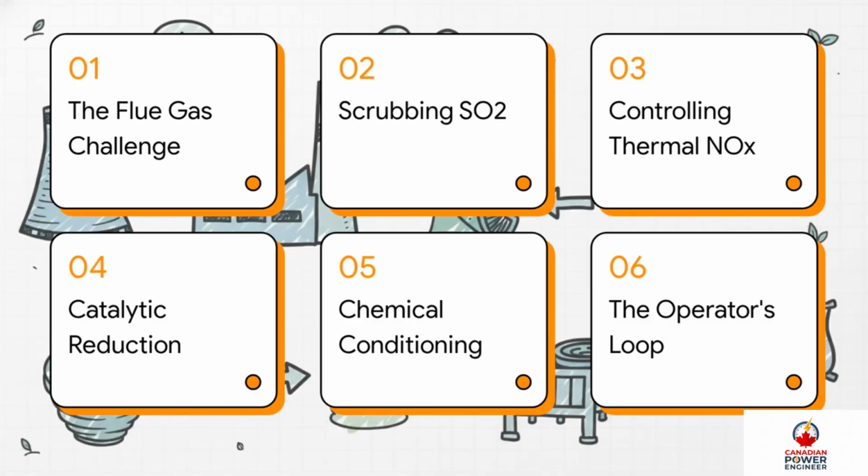So here is our roadmap for today. We're going to cover the flue gas challenge, scrubbing sulfur dioxide, controlling thermal NOx, selective catalytic reduction, particulate and chemical conditioning, and finally, the operator's loop. We'll be starting right at the heart of the action inside the furnace, and we'll follow the journey of the gas all the way up the stack, breaking down the exact chemistry and mechanics used to clean it up.